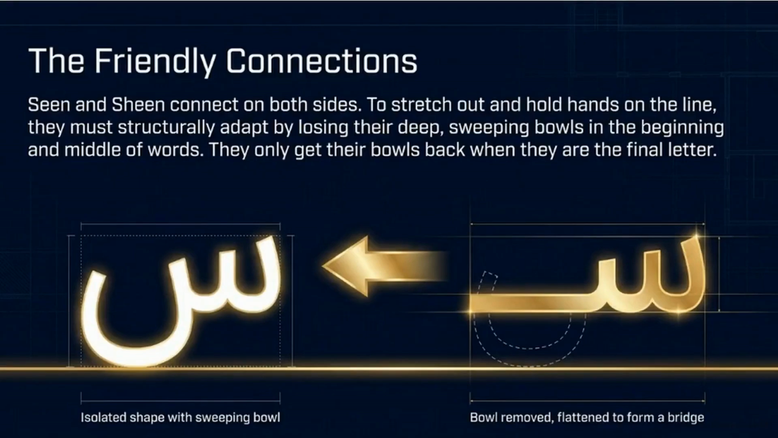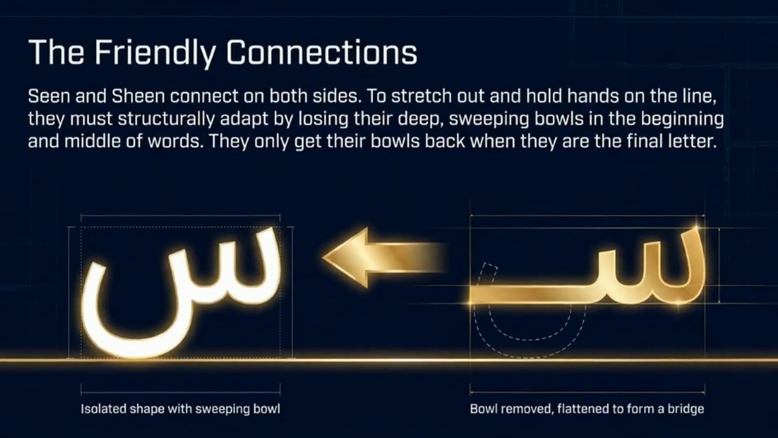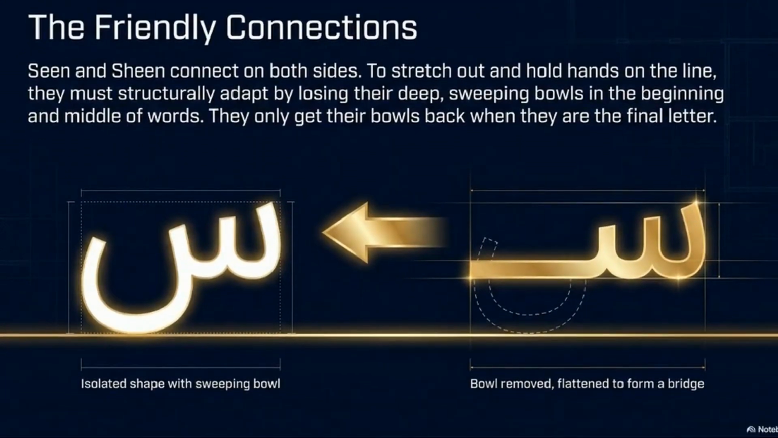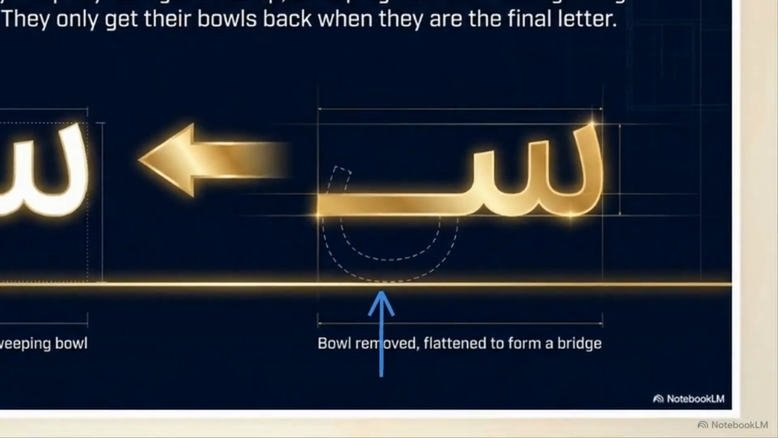Look at this visual demonstrating our friendly letters, seen and sheen. To stretch out on the line and connect to their left neighbor, they must structurally adapt by losing their deep, sweeping bowls and flattening out to form a bridge.